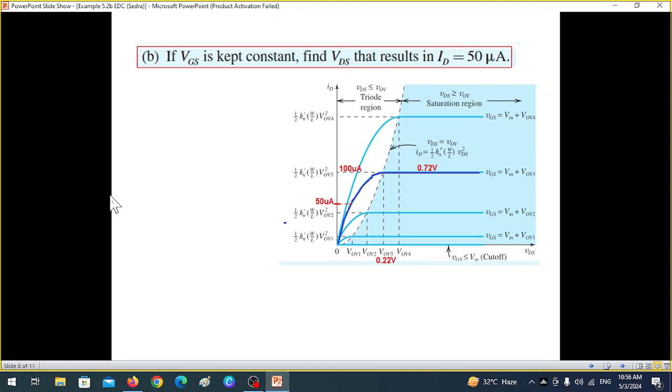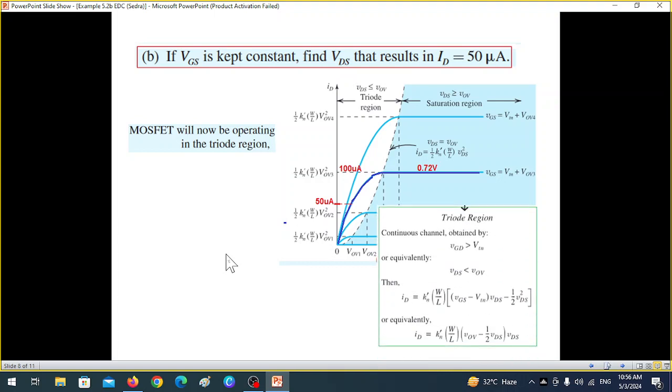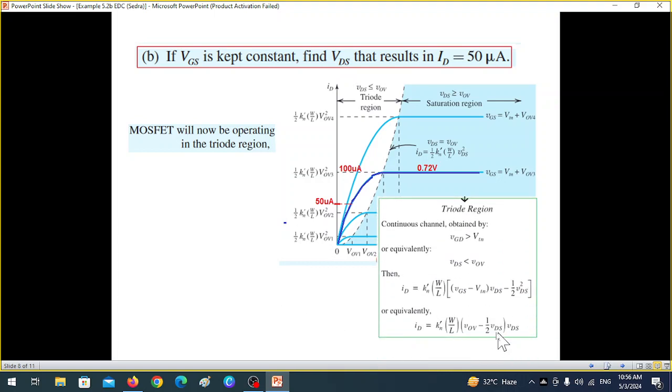Let's see how we find it mathematically. MOSFET will now be operating in the triode region. So that is the first conclusion, that from this graph, this line is touching here, and this is in the white region, and the white region is the triode region. And we have discussed that in the triode region, the current equation will be different, as shown here. We'll use that equation.